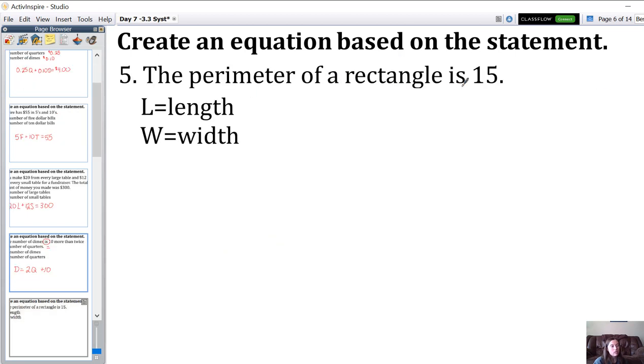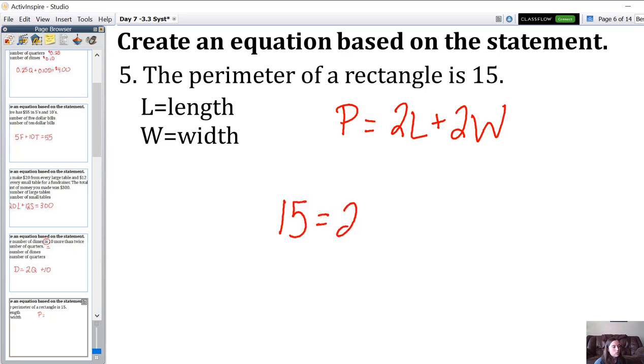The perimeter of a rectangle is 15. Now our formula for perimeter, I'm going to use P for perimeter, is 2 times the length plus 2 times the width, if you remember this from your geometry days, where L and W are length and width. And we know that perimeter is 15, so 15 equals 2L plus 2W. And that's how we would set up that equation.